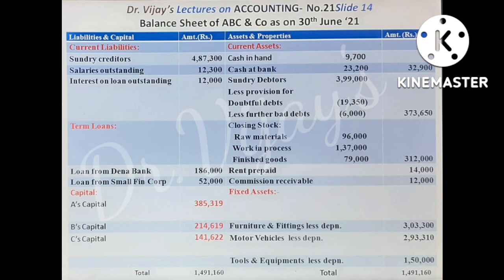Slide 14 shows the balance sheet of ABC and Company on 30th June 2021.